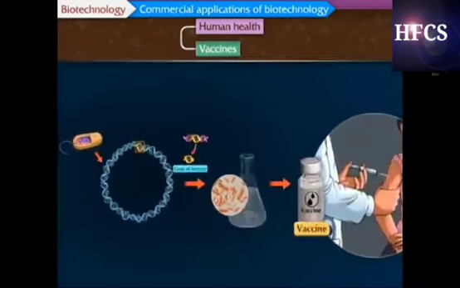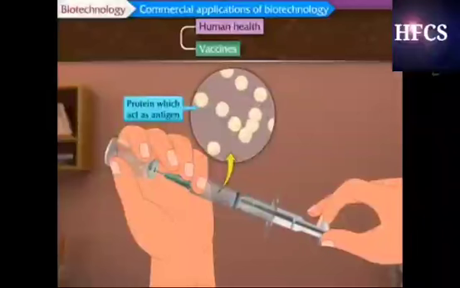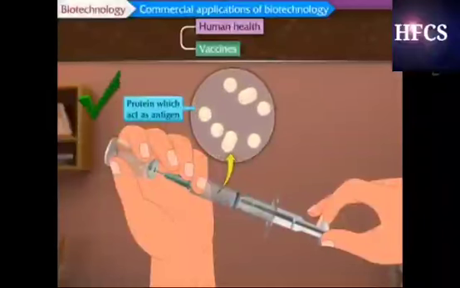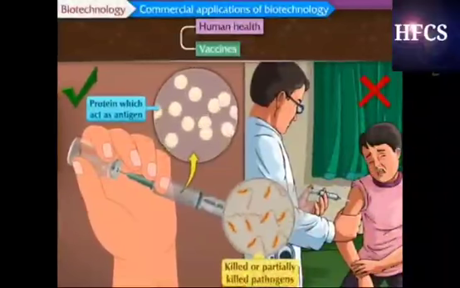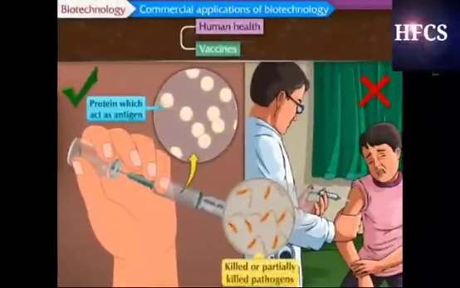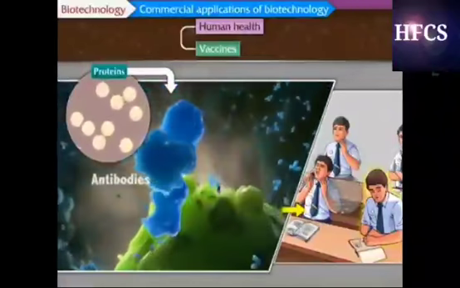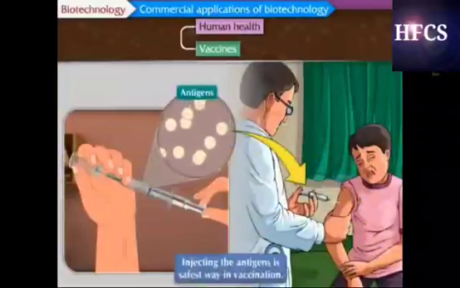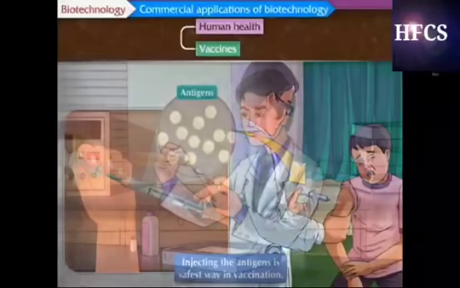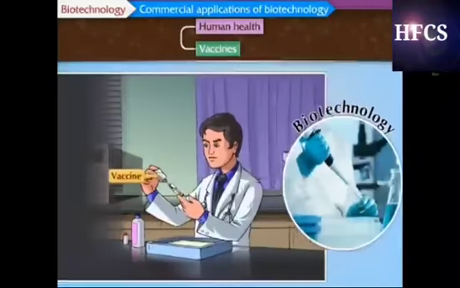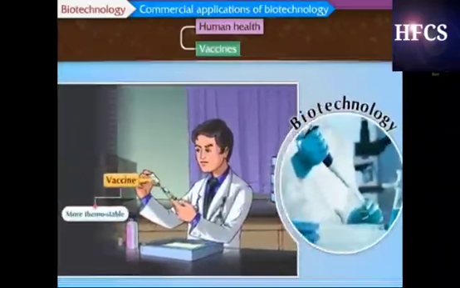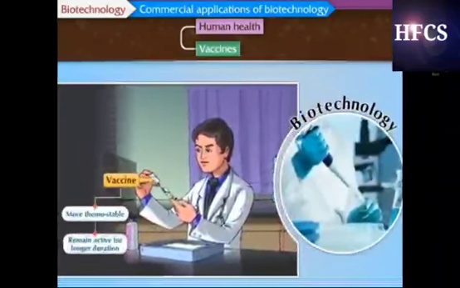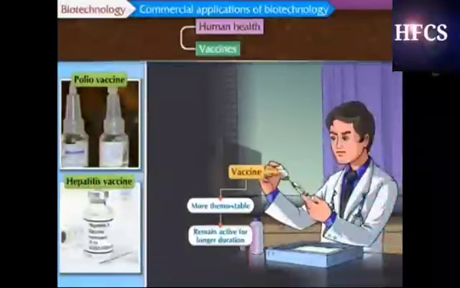Now, proteins which act as antigen are injected in pure form instead of injecting the killed or partially killed pathogens. These proteins keep the person away from disease by keeping the immune system active. Thus, injecting the antigens is the safest way in vaccination. Vaccines produced with the help of biotechnology are more thermostable and remain active for a longer duration. For example, vaccines of polio and hepatitis.